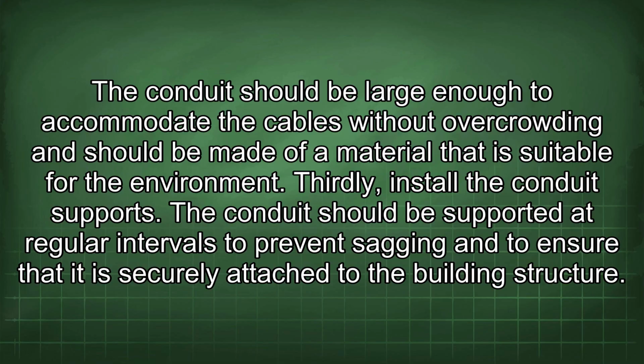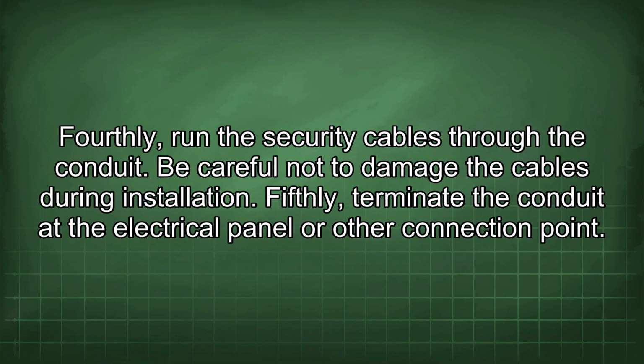Thirdly, install the conduit supports. The conduit should be supported at regular intervals to prevent sagging and to ensure that it is securely attached to the building structure. Fourthly, run the security cables through the conduit. Be careful not to damage the cables during installation. Fifthly, terminate the conduit at the electrical panel or other connection point.